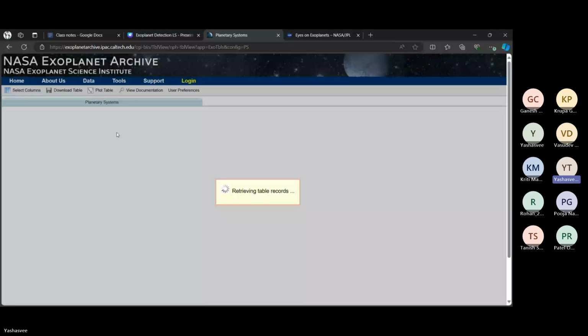So we have the link to the NASA Exoplanet Archive in the module and also in the presentation. If you would like to check it for yourself, then you can do so. We really suggest you do, because it will be really helpful and also will get you interested. So let's move ahead.